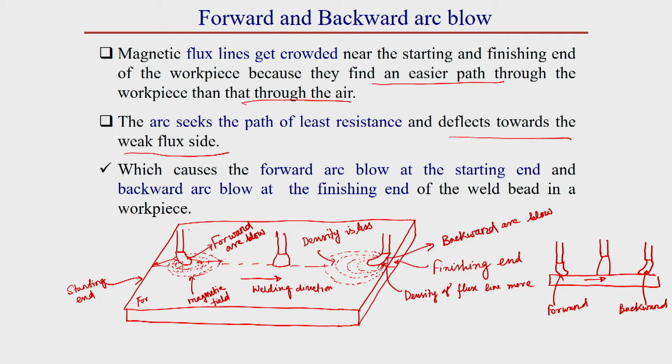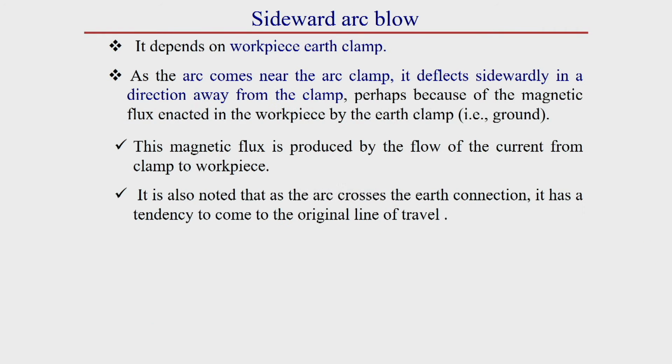This is the direction of welding. Okay, so we get an idea about forward and backward arc blow. Now, we will see what sideward arc blow is. Generally, sideward arc blow depends on the workpiece earth clamp.